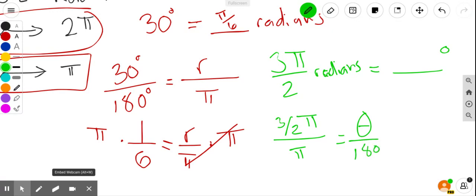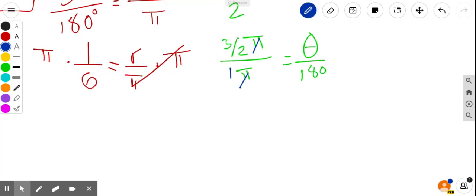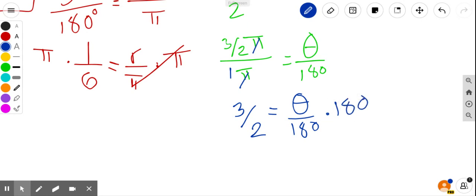So this actually works out a little bit nicer because notice, they both have pi's, so I'm just going to cancel these out. So I have a 1 left over in my denominator. So now I have 3 over 2 divided by 1. Well, that's just 3 over 2, which would equal theta divided by 180. So now get rid of the denominator, so multiply by the 180 in the denominator. And that gets me 270 degrees, which is my theta.